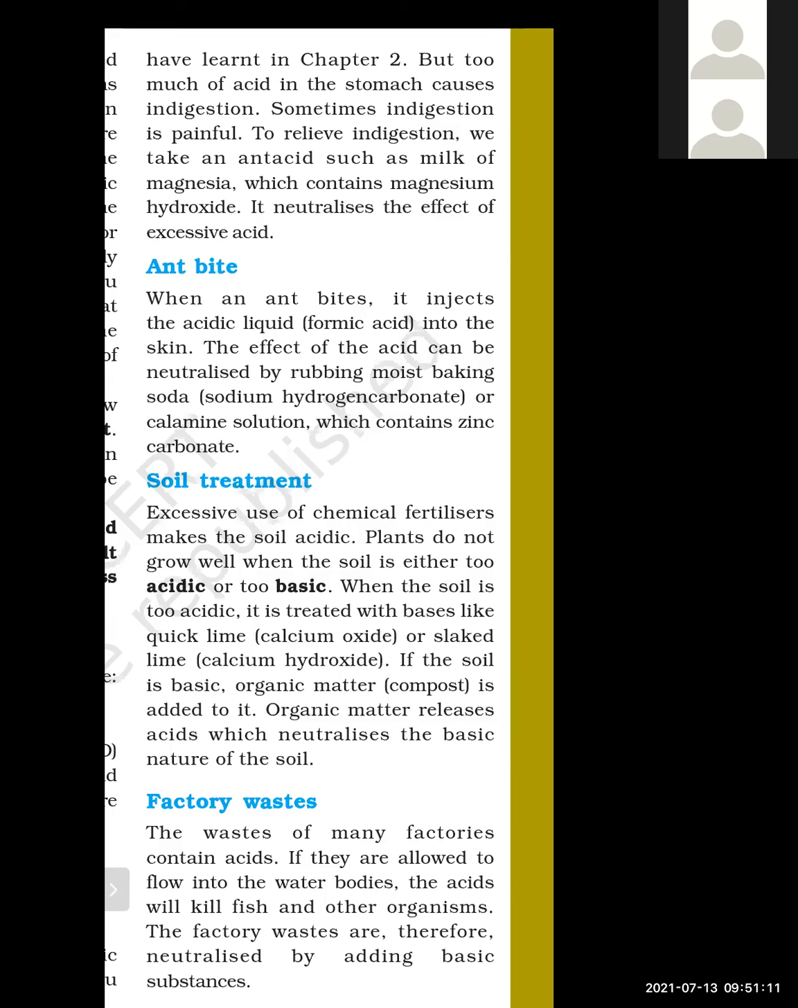So when an ant bites, it injects the acidic liquid known as formic acid into the skin. The effect of the acid can be neutralized by rubbing moist baking soda, sodium hydrogen carbonate, or calamine solution, which contains zinc carbonate. Calamine solution is zinc carbonate. Baking soda also contains some basic substance. And what will happen, it is a basic substance and the ant injects an acid, so acid reacts with base, it will get neutralized, and we feel relaxed within a few minutes.